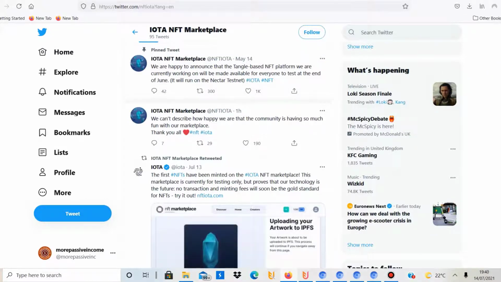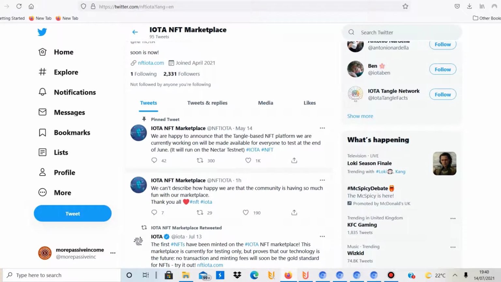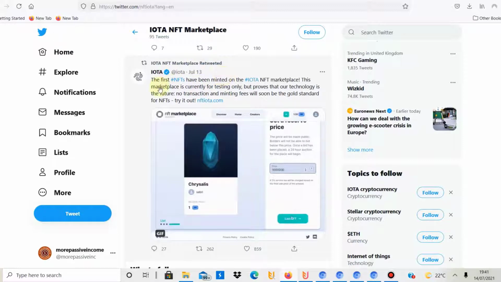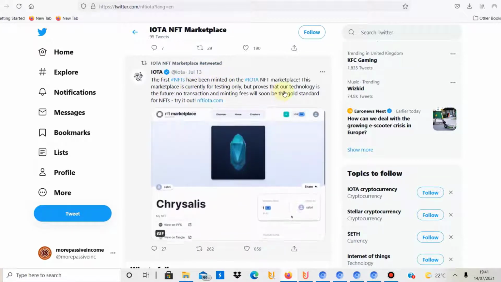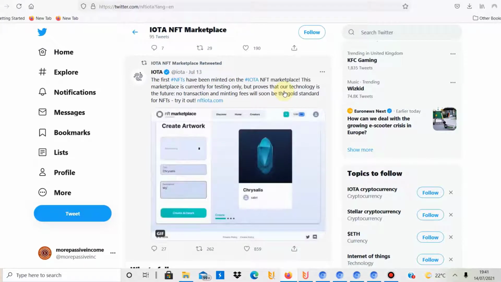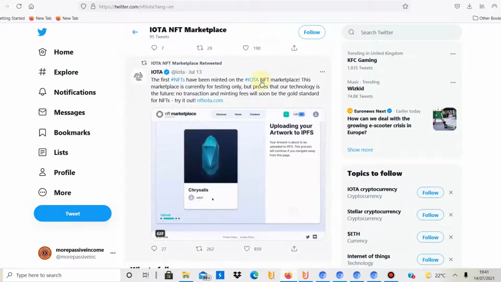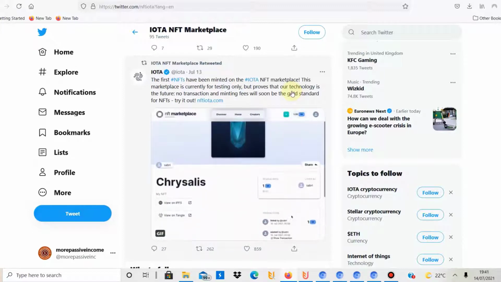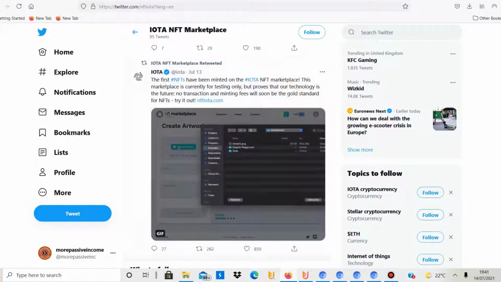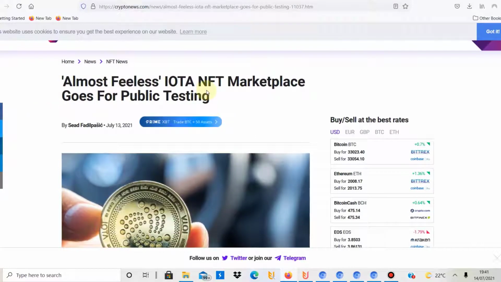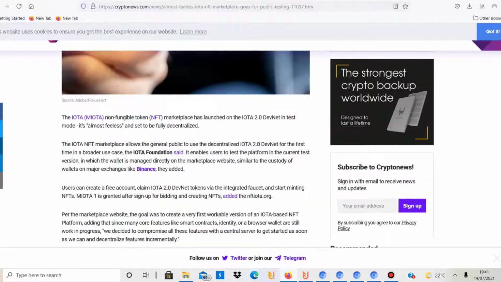they're going to launch their NFT marketplace, and what they have now actually confirmed on the 13th of July, which was yesterday, is that the first NFTs have been minted on the IOTA NFT marketplace. Now, what is it? It is a marketplace for NFTs where you can basically mint NFTs. If you don't know what NFTs are, they are non-fungible tokens. So basically it is something unique in digitized form. And currently it is running on the testnet. It is now currently in the public testing phase.